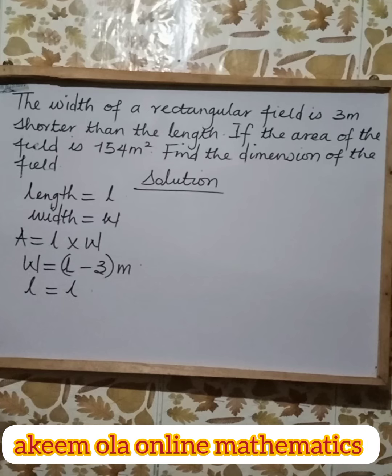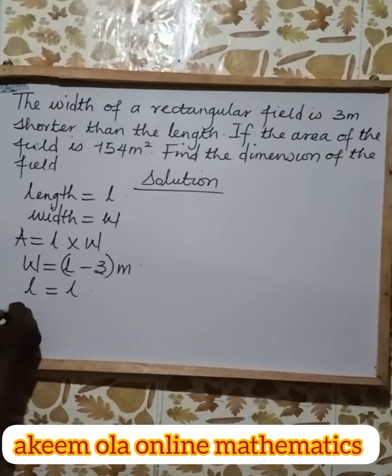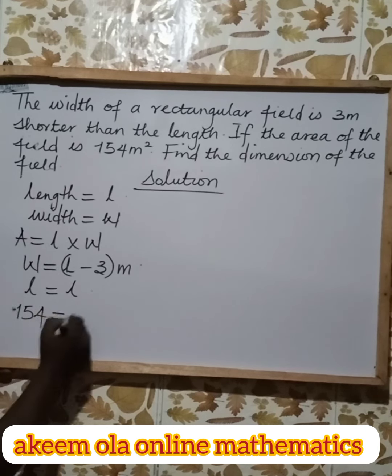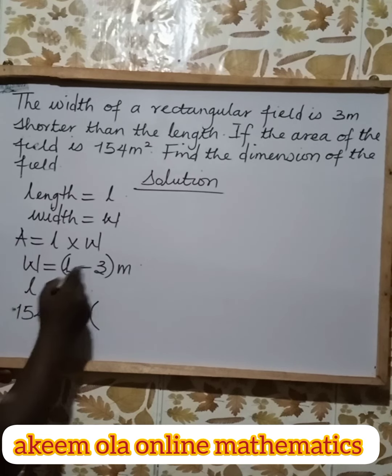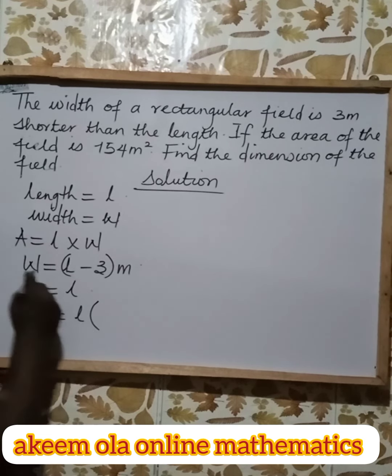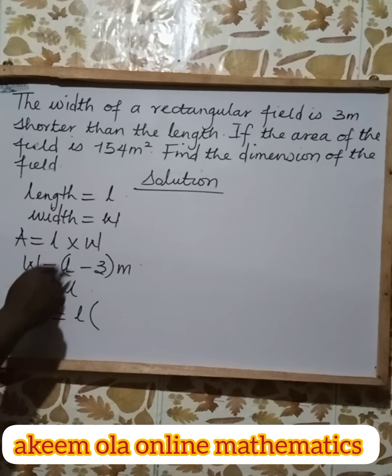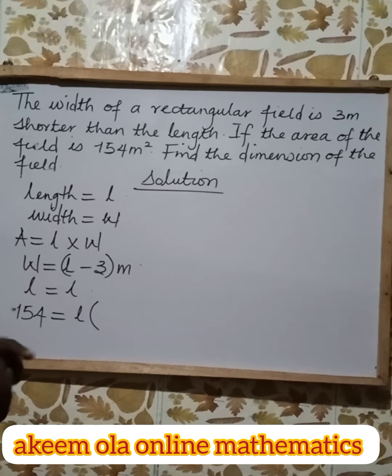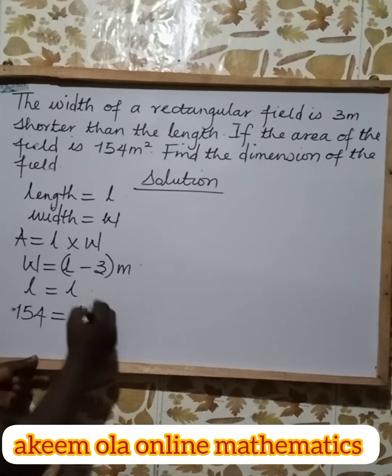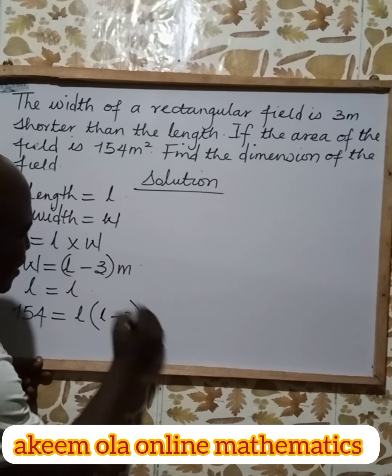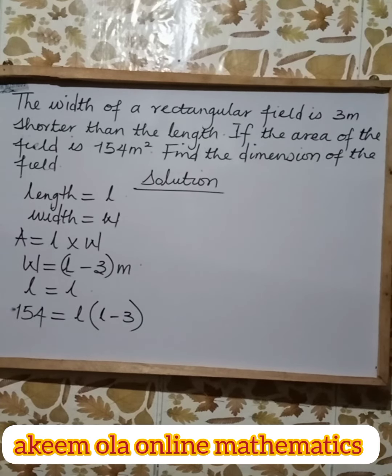That means we are given from the question our area, and we are told that the area is 154. So I have 154 is equal to length, that is L, times L minus 3. The width is now represented with L minus 3 because the width is 3 meters shorter than the length. So from here, I can open the bracket and simplify.